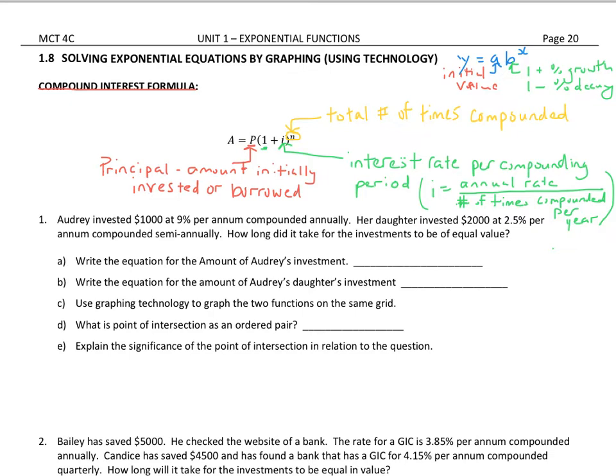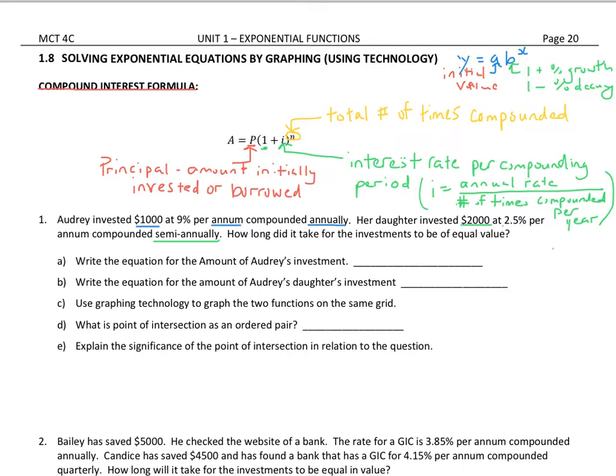Audrey invested $1,000, so that's her starting amount, at 9% per annum per year. Annum just means per year, compounded annually. So it's just once per year. Her daughter invested $2,000, so this is a different investment, $2,000 at 2.5% per annum, but this time it's compounded semi-annually. How long did it take for the investments to be of equal value?